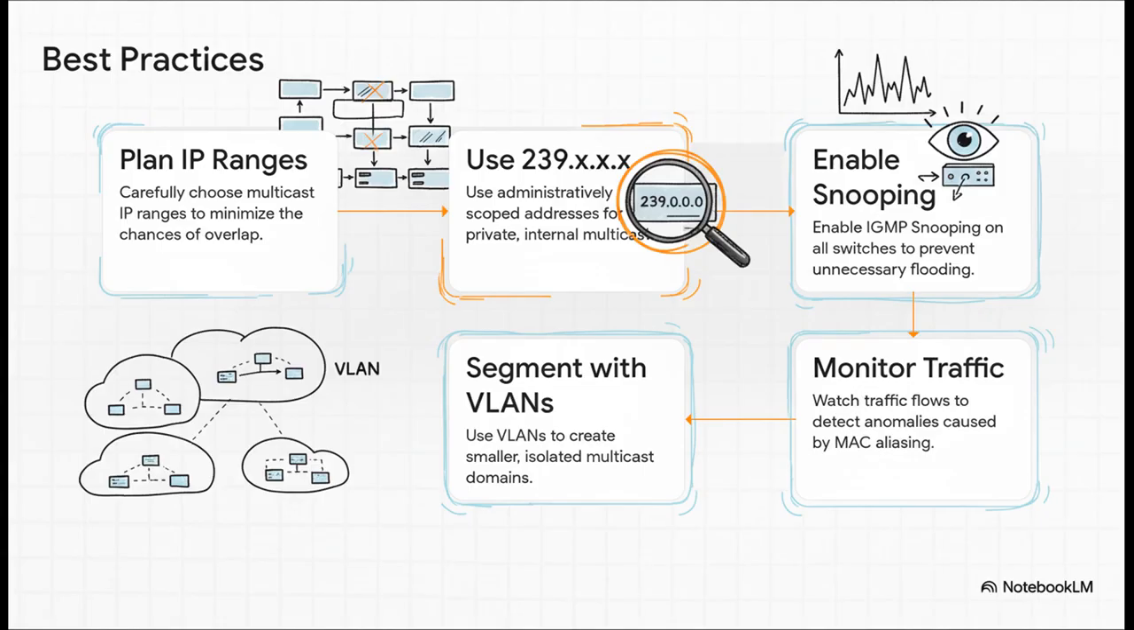So, what's the game plan? How do you actually deal with this in the real world? It really comes down to smart network design. First off, you've got to plan your multicast IP address ranges carefully to avoid these overlaps in the first place. Sticking to the administratively scoped 239 range is a great start. Then, like we said, turn on IGMP snooping on all your switches. All of them. And keep an eye on your traffic flows. If you see weird spikes, it could be aliasing. Finally, use things like VLANs to break your network up into smaller multicast domains. You really need to do all of these things together.